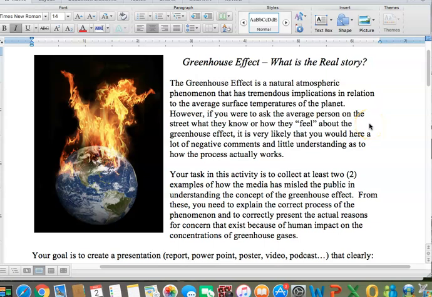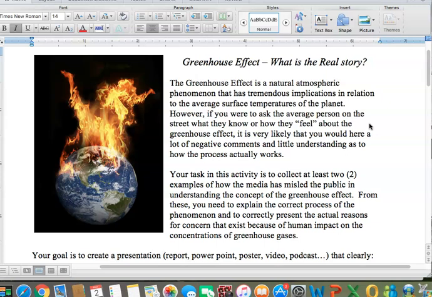What is the real story, the summative project that you have coming up due next week. So I started off the document by having a definition for what the greenhouse effect is. You're going to need this definition as well as your understanding of what the greenhouse effect is and what you've been studying over the past couple weeks to help you successfully complete this project.